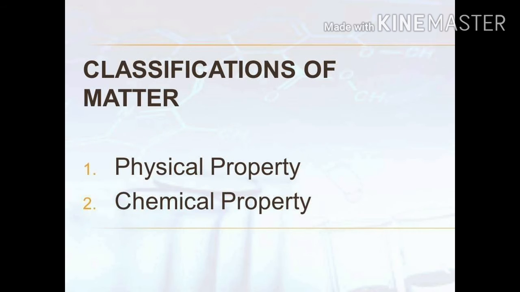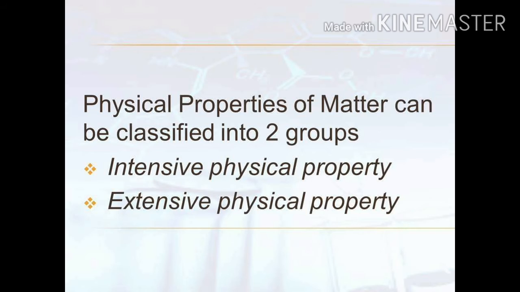There are two major classifications of the properties. The first one is the physical property and the second one is the chemical property of matter. Physical properties of matter are also classified into two groups. First is the intensive physical property and the second is the extensive physical property.